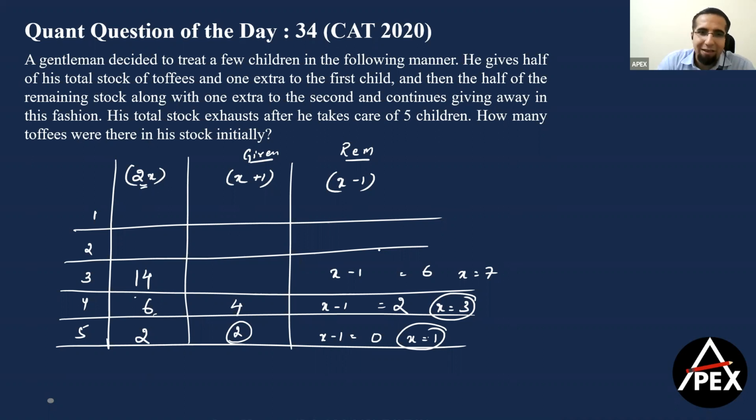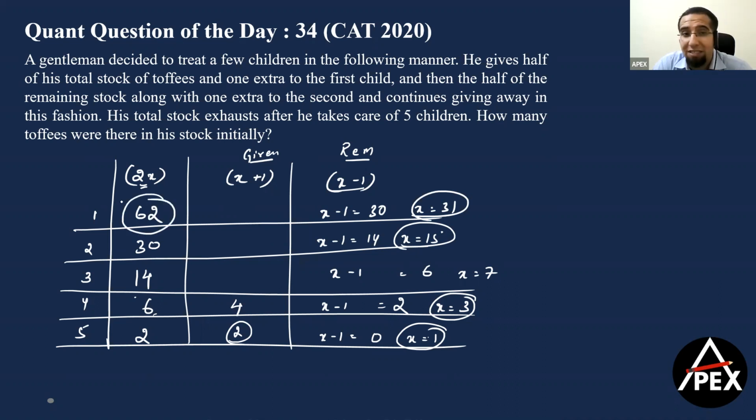Right? So remember one thing very clearly: since this is x minus 1, you have to add one more here. So x minus 1 is equal to 14, which means the value of x becomes 15. If x is equal to 15, this becomes 30. Similarly, if x minus 1 is equal to 30, then the value of x is equal to 31. If this is 31, then this becomes 62. So therefore, the number of toffees that this guy started with is 62.